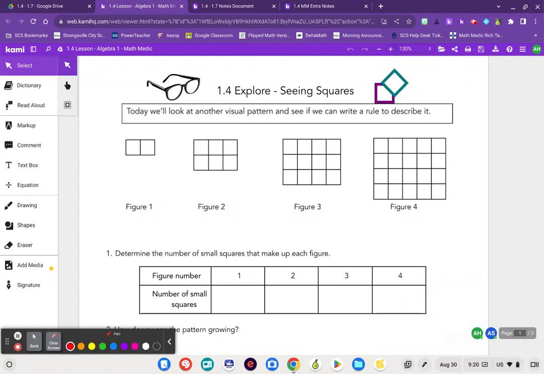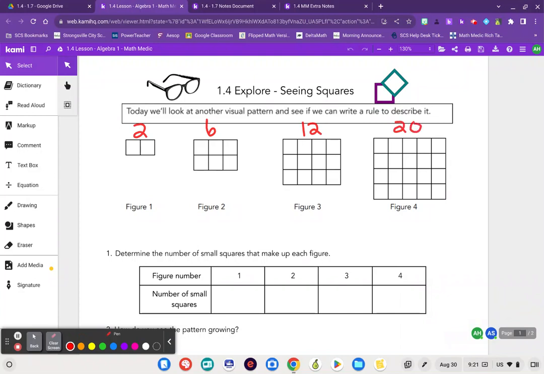Anytime I have a picture, I realize that I'm probably going to have to count something. And so one says determine the number of small squares that make up each figure. So I'm going to have to count the number of squares. And when I have to count, I like to label. So in this first picture, there are 2 squares. And in the second picture, I have 6. And in the next picture, I have 12. And then in the next picture, I have 20.